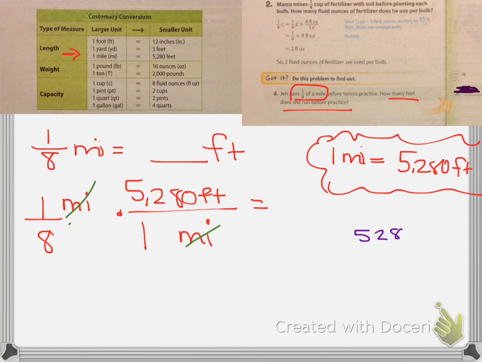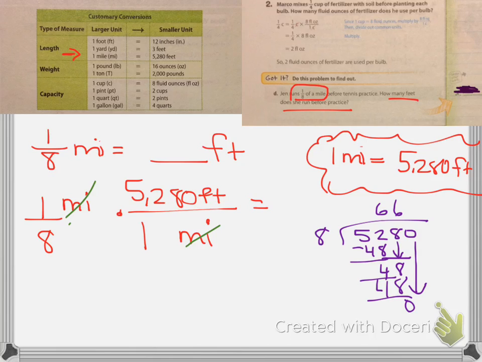So 5,280 divided by 8. And okay, so we have 8 times 6 is 48, and we have 4 left over, drop the 8. Then we have 8 times 6 again is 48. We have a 0. Now right here is a mistake that a lot of people commonly make when doing the division. We drop our 0 here, and we really need to say, okay, how many times does 8 go into 0?